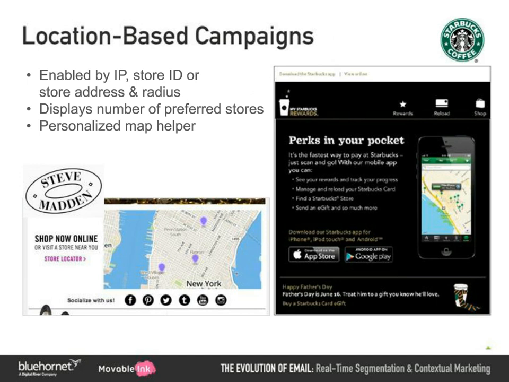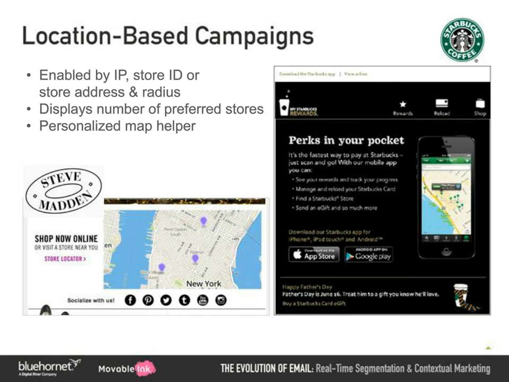So the first set of examples here is location-based campaigns. These are enabled by IP address, store ID, or store email address and radius. The example on the left here is from Steve Madden. This specific map example was included in a Black Friday email, showing Steve Madden subscribers a geo-targeted local map driving them to their nearest store to shop this Black Friday sale.